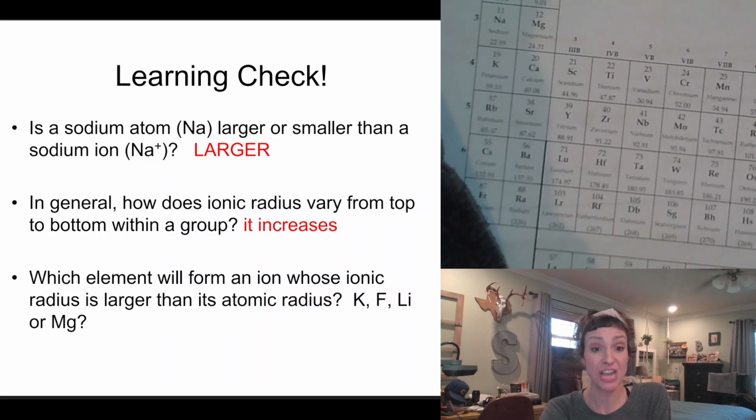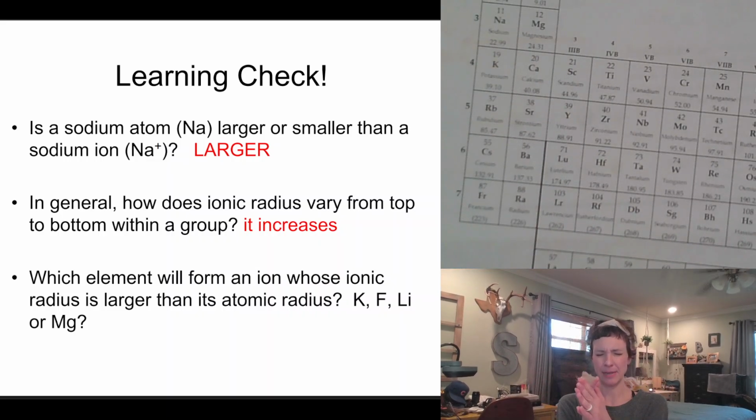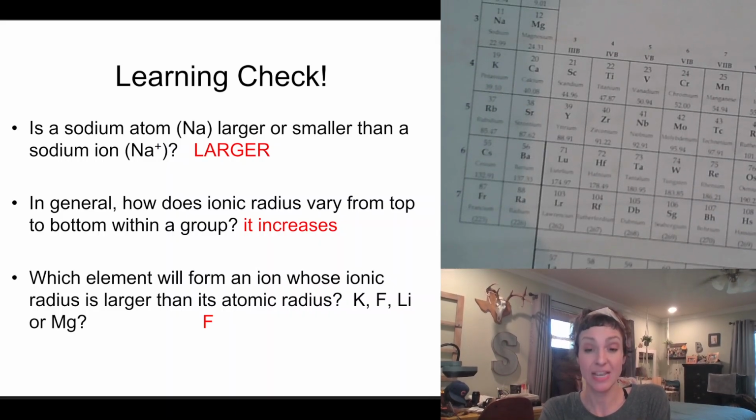And then the last question says, which element will form an ion whose ionic radius is larger than its atomic radius? So they're asking me, which one of these things has an ion that's bigger than what it started off with? Well, to get bigger, that means I have to gain electrons, and gaining electrons, nonmetals do that. So I'm looking at my list here. Potassium, he's a metal. Fluorine, he's a nonmetal. I'm going to check the other ones just in case. Lithium, metal. Magnesium, metal. So the answer is fluorine, because fluorine is a nonmetal who gains electrons, which means he will become larger when he is an ion.